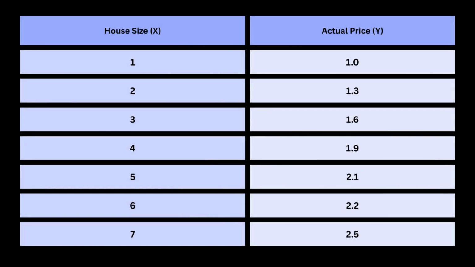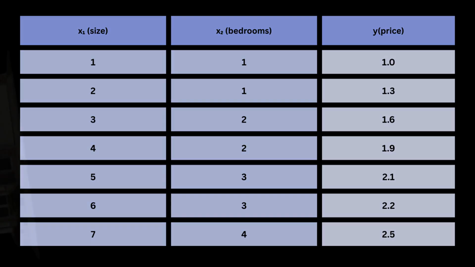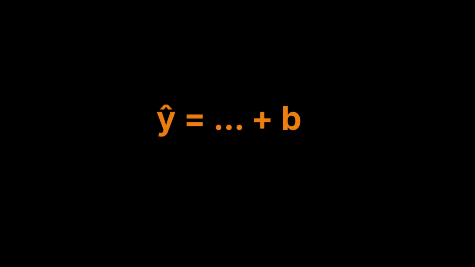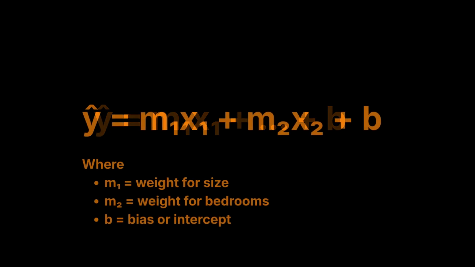Until now, we predicted price using only house size. That gave us one line. But in real life, size alone isn't enough. So now we are going to add one more feature, number of bedrooms. And we'll do the exact same training process, but with one extra weight. The equation grows in a simple way. Each feature gets its own weight. So now predicted price becomes weight for size times size plus weight for bedrooms times bedrooms plus a bias.